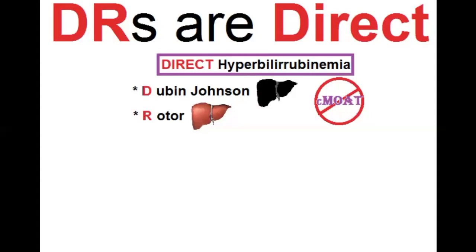I'm not sure if you noticed in Dubin-Johnson, what's the color of the liver in the slide? It's black. So Dubin-Johnson presents with a black liver. Look at the color of the liver in Rotor. It's not black; the liver color is normal. If you notice, at the right side of the black liver is CMOAT. What is CMOAT? I'll explain that next.